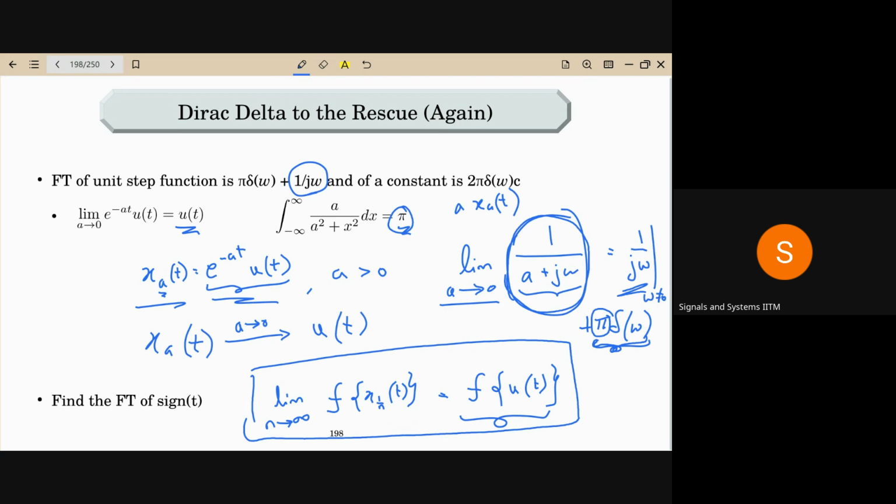So does this help to understand why you get the Fourier transform of u of t to be something like this? Yes, sir.